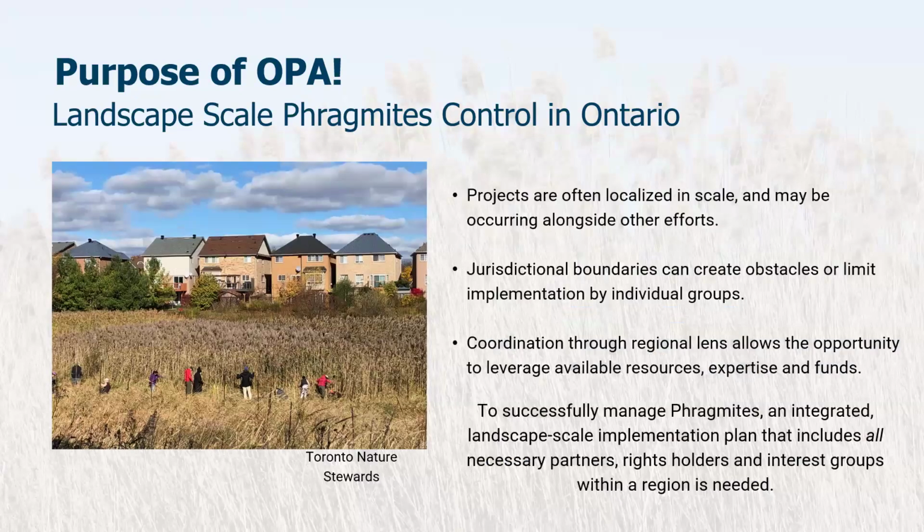So projects are often localized in scale and may be occurring alongside other efforts. We have jurisdictional boundaries that can create obstacles or limit implementation by individual groups. Coordination through the regional lens is going to allow the opportunity to leverage available resources, expertise, and funds. So it's no longer going to be an individual issue that we're dealing with. It's going to become a province-wide regional issue that we're trying to manage together. So to successfully manage Phragmites, an integrated landscape scale implementation plan that includes all of the necessary partners, right holders, and interest groups within a region is absolutely needed.